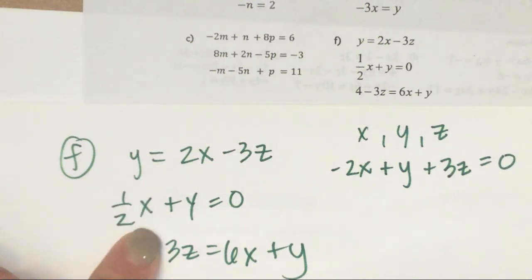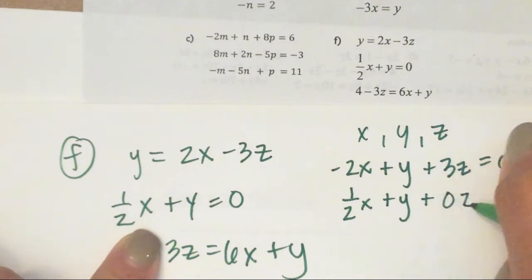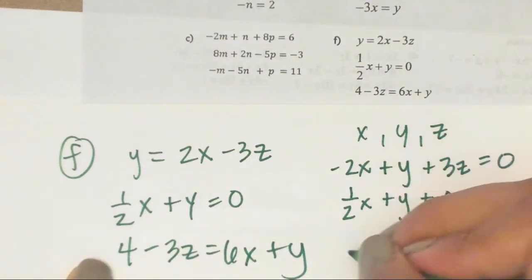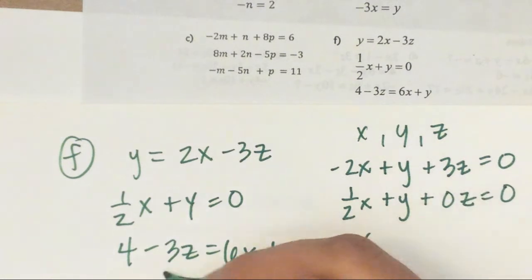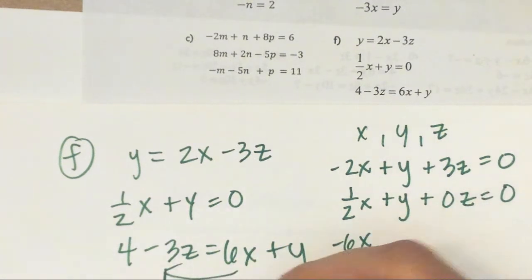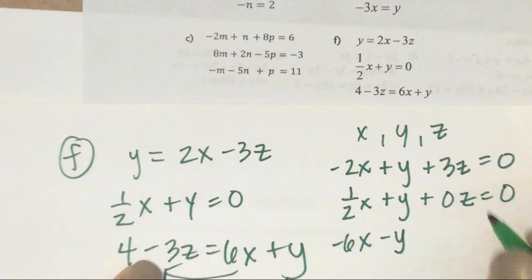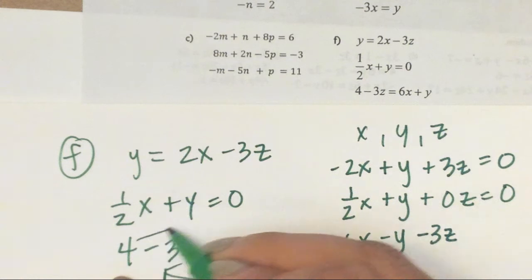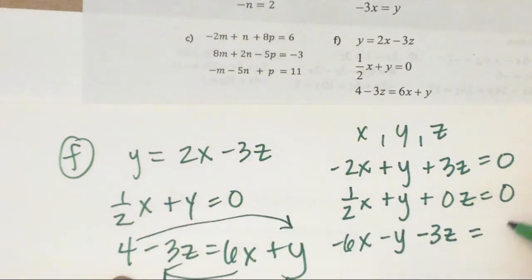For my second one, my 1/2 x is already on the left, my y is already on the left, and there's no z, so I'm just going to put a 0z as a placeholder, and I'm going to set that equal to 0. My last equation, let's see, the 6x is on the right side, so I need to move it to the left side. So I'm going to subtract 6x. Same thing with my y right here. I'm going to move it to the other side, so subtract y. My -3z is already on the left side, so it stays. And then my 4, my number answer, needs to go to the right, so this is going to be -4.